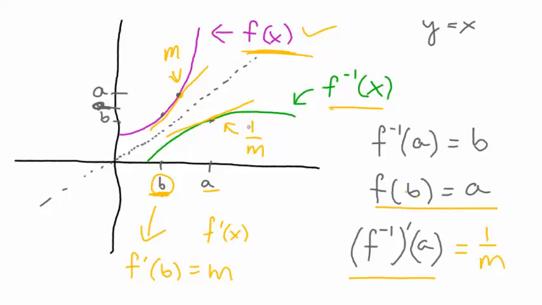Now, we waved our hands and said that if these two are inverse functions, the slope of this tangent line is the reciprocal. That can be easily proved, but we're not doing that here in this calculus class. Okay, anyway, that can be easily proved.